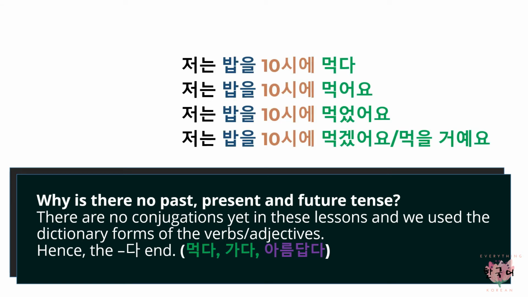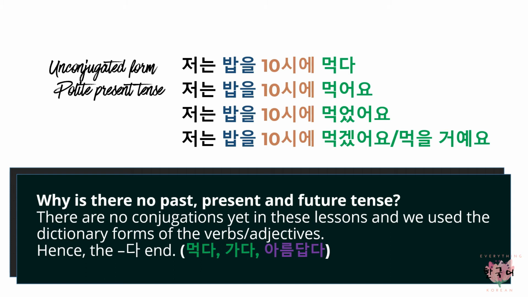Now look at these sentences. I just want to show you how it will look if it is conjugated, just so you know and you have something to look forward to in the future. So here, on the very first sentence, we have the unconjugated form. So it's not yet conjugated. This is what I use in this specific lesson. 저는 밥을 10시에 먹다.